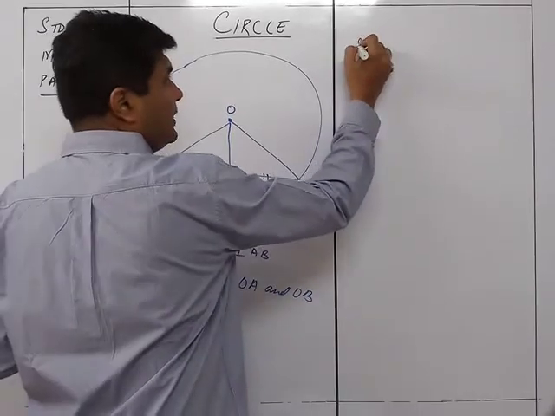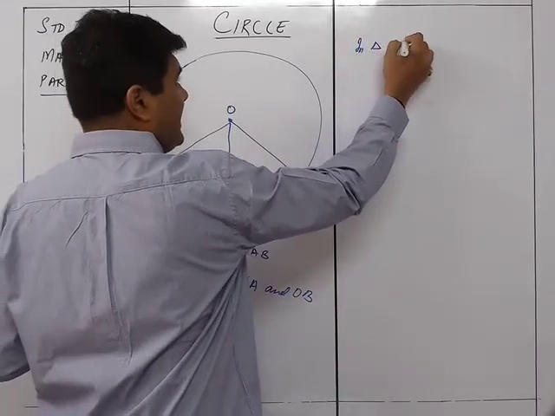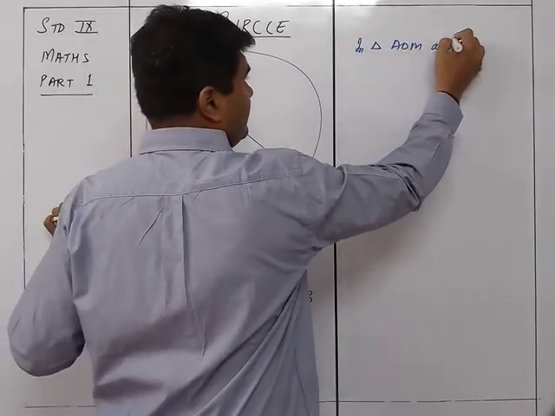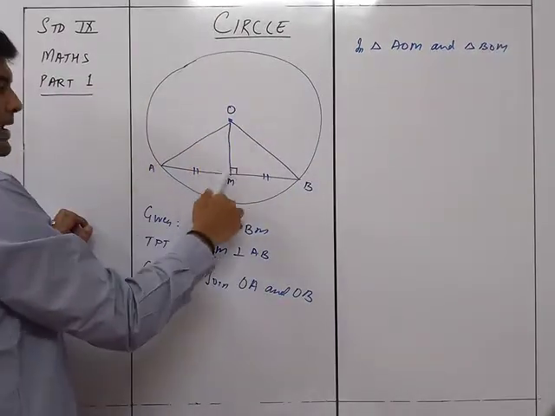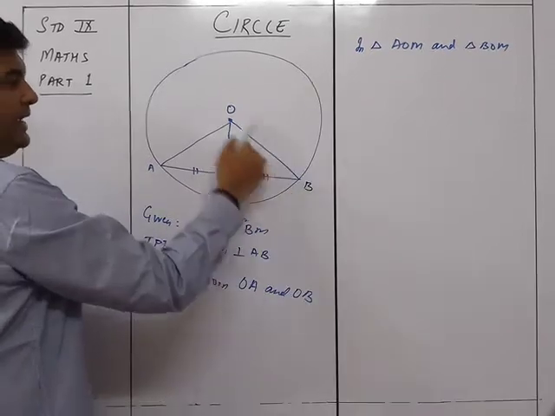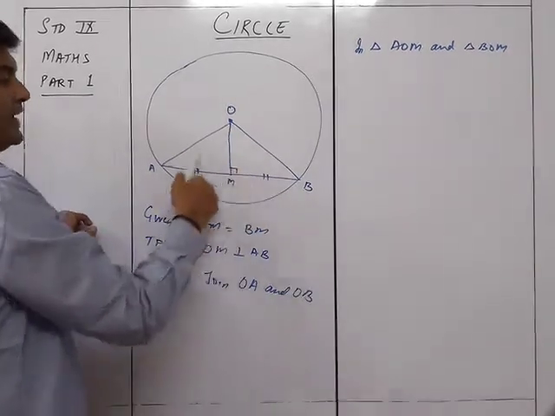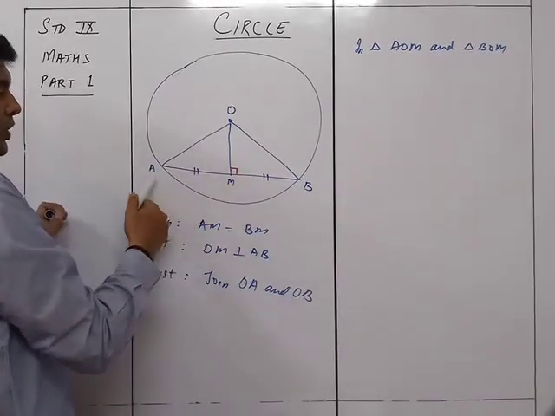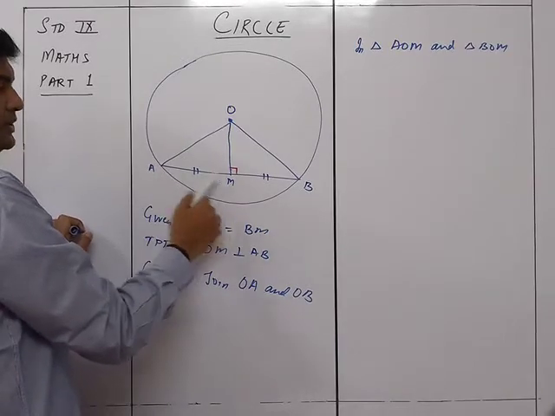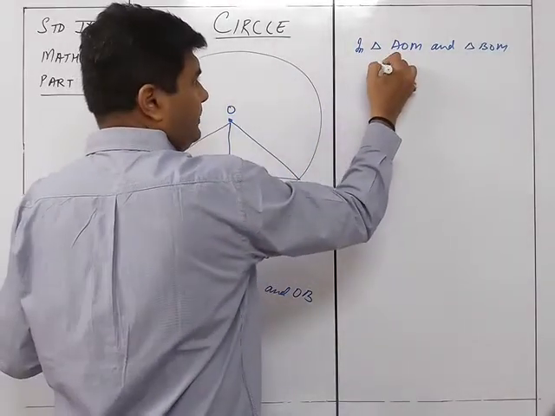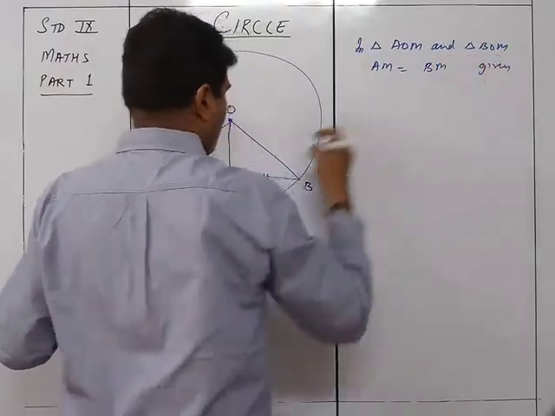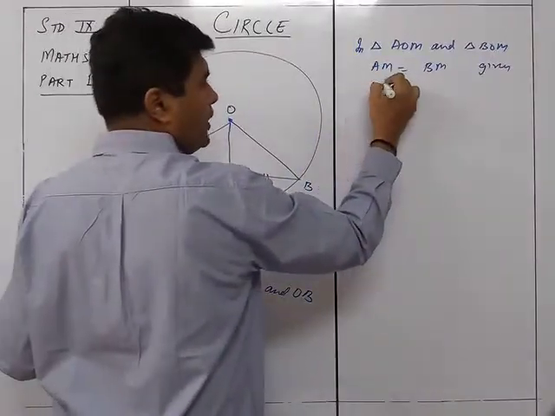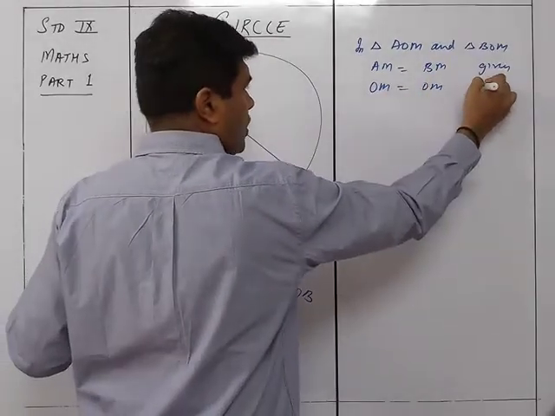Now, you write over here: in triangle AOM and triangle BOM. There is triangle AOM, that is this triangle, and triangle BOM, that is this triangle. You can see what things you already know. You know that AM is equal to BM, given. You also know that OM is common. OM is equal to OM because it is common.